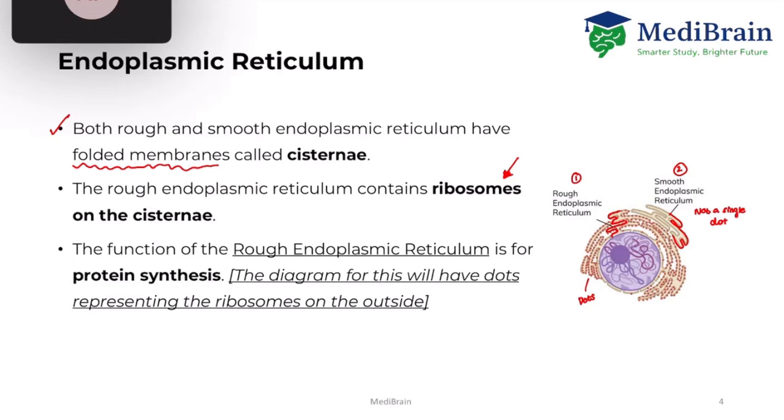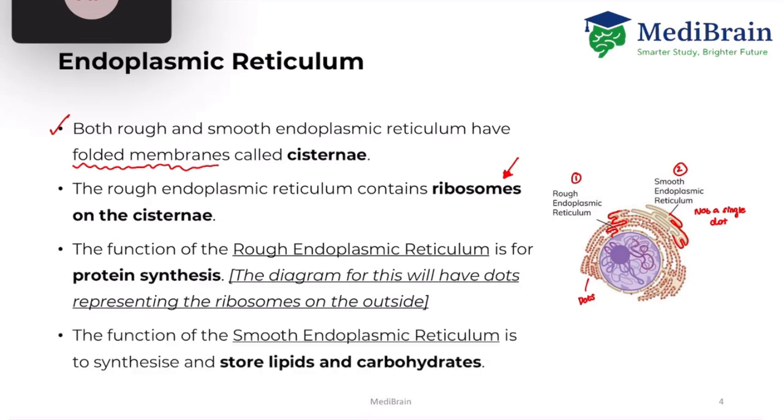So we've looked at the rough endoplasmic reticulum. What about the smooth endoplasmic reticulum? The smooth endoplasmic reticulum is basically there to synthesize and store lipids and carbohydrates. So two very different functions. The smooth endoplasmic reticulum doesn't have ribosomes, so it can't be involved in anything related to protein synthesis or proteins. Because it doesn't have ribosomes, it has a different function, and that function is to store lipids and carbohydrates.